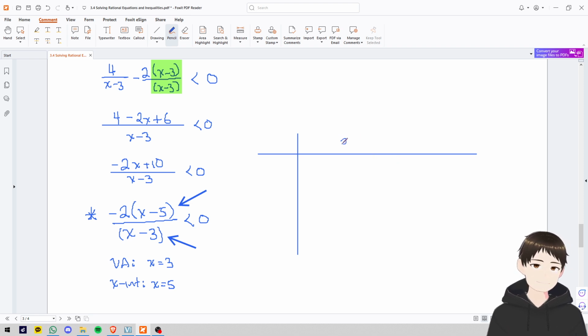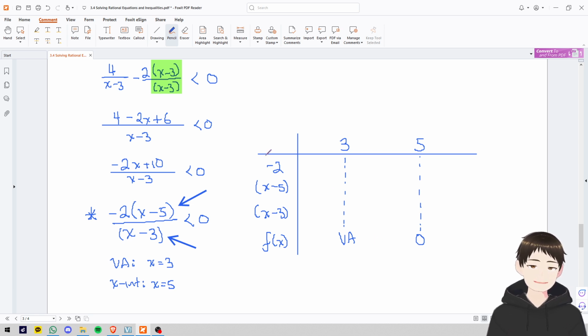So my x is 3, my x is 5. I have a negative 2 as a potential factor. x minus 5, x minus 3, they all change the sign of my function. My 3 is a vertical asymptote. My 5 is an x-intercept. At this point, if I could ask the substitute to quickly pause the video, have people catch up in following the chart.